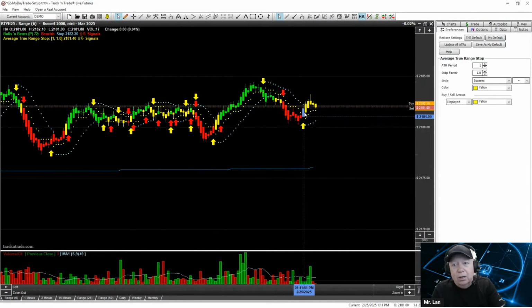So if you get an arrow, you can just take that arrow and then trail up on the yellow dots and let the market go and see how far it wants to go. The farther it goes, the more money you make. If it doesn't go very far, well, it just gets you back out and you wait and try it again. And that's really all trading is.